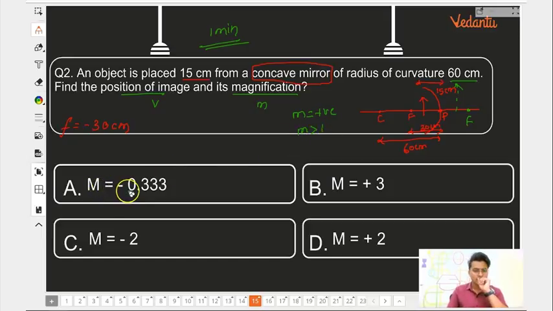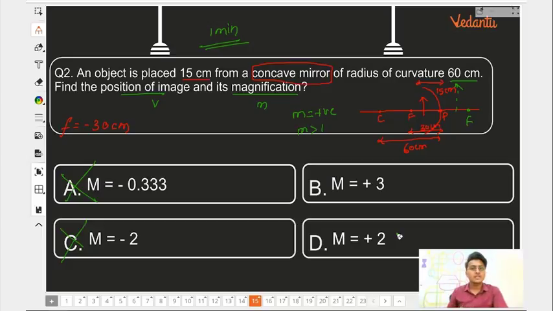Let's check it out. Negative, out of the picture. Positive greater than 1, good. Option C, M is equal to minus 2, out of the picture again. So magnification plus 2, great. So we have very good contenders here, plus 3 and plus 2. Can any one be the answer? Correct. So now you have reduced down your options to plus 3 or plus 2.